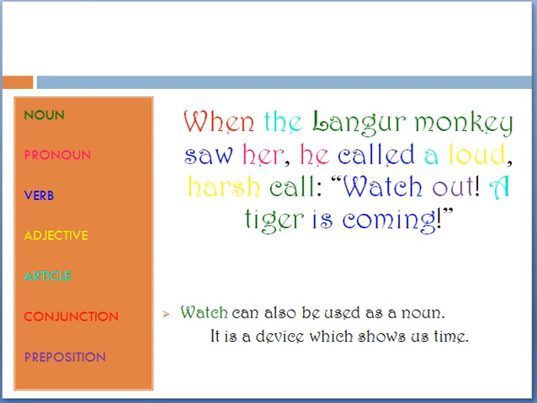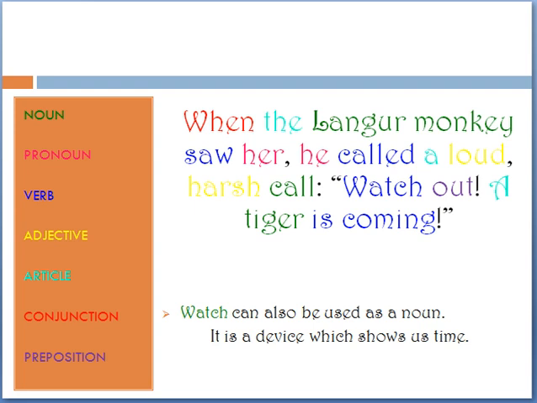Let us first begin with the first sentence. When the langur monkey saw her, he called a loud, harsh call, "Watch out, a tiger is coming." Now you notice that on the left hand side of the screen there are the names of the parts of speech written, right? And it is not only written, it is written with different colors. If you notice carefully, you will see that all the words in the sentence are also written with those same colors of the parts of speech, right?